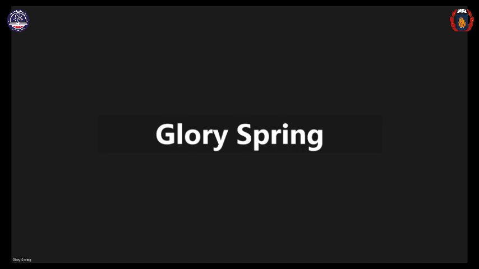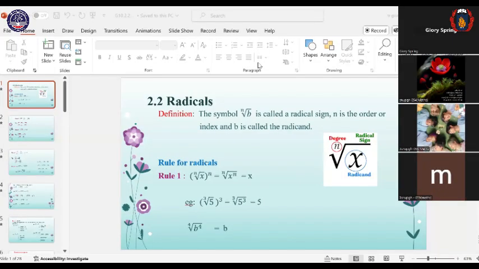Exponential form and radical. This symbol is called the radical sign, and the index is the root. B is called the radical of the knob.